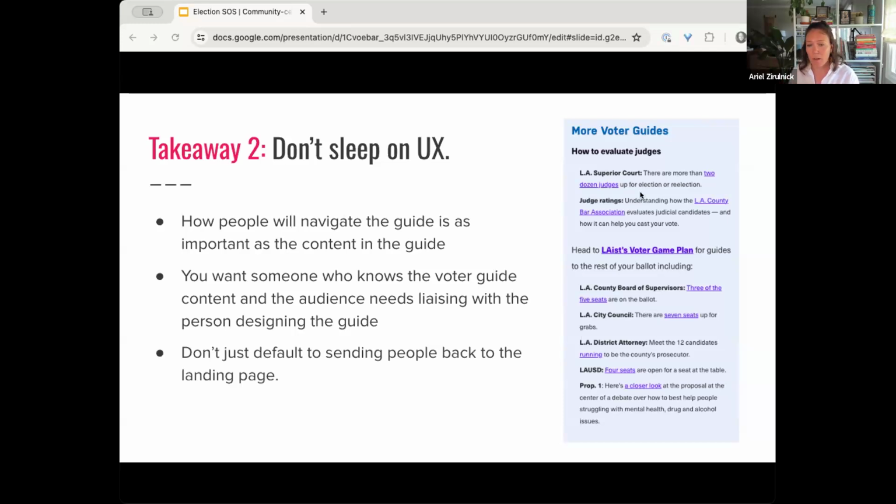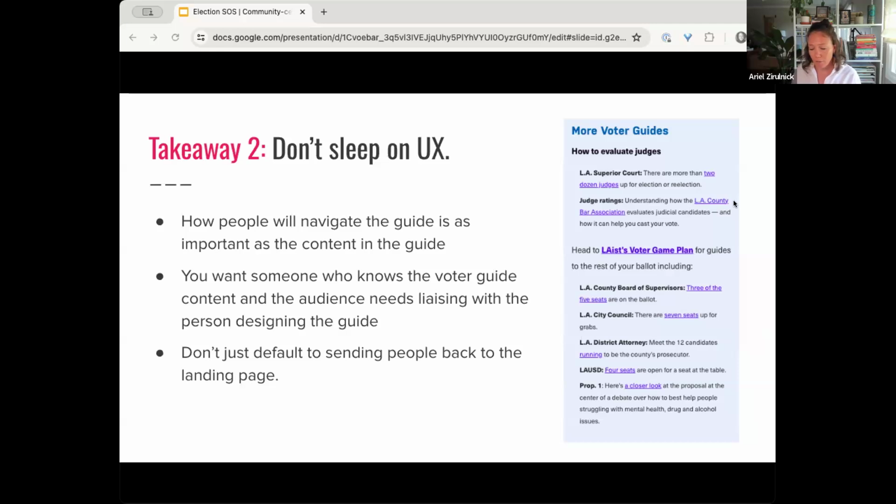The other thing to think about as well, many of us spend a lot of time thinking about our voter guide landing page. That is the thing that you have endless meetings about, trying to decide what should come first, second, or third. But an important thing to think about is not just defaulting to sending people back to the landing page every time they finish a guide.